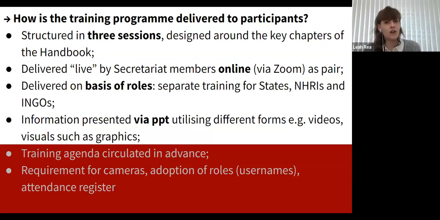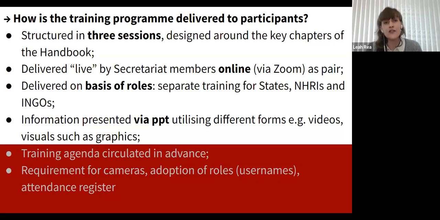They will be delivered online live by Secretariat members. We traditionally have used Zoom, and the Secretariat members should be working as pairs, as instructors. And the training is delivered on the basis of roles. So as I've said earlier, there will be separate training for state teams, NHRIs, INGOs.